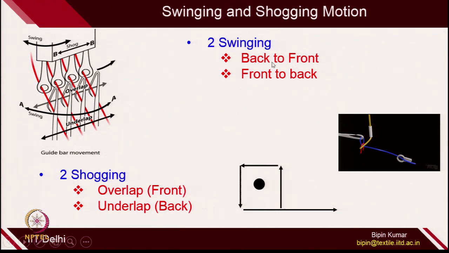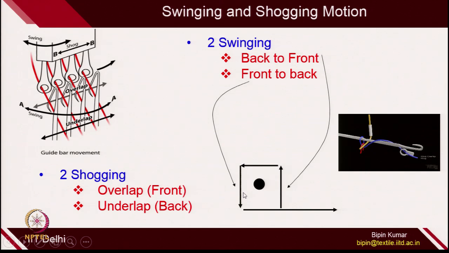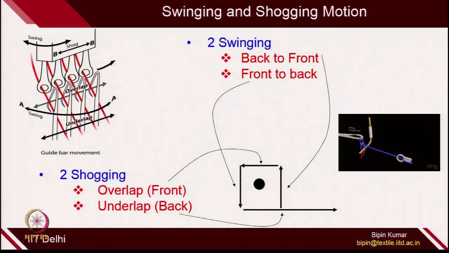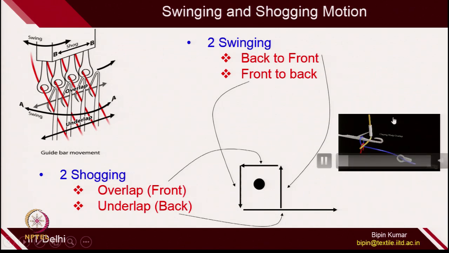There are two swinging motions in each course. This is the first swinging motion, then this is the second swinging motion, front to back and back to front, and there are two shogging motions. One is overlap, which is on the front side. In overlap there is always one pitch, it shifts just by one needle distance. And underlap on the back side can vary. You can have one needle shift, two needle shift, or three needle shift, that is called underlap.